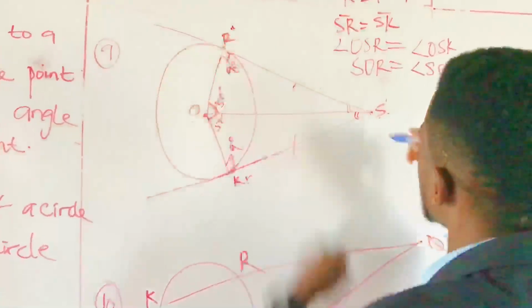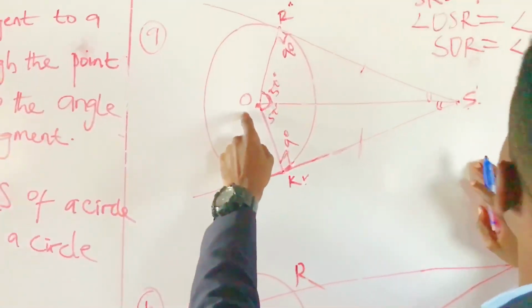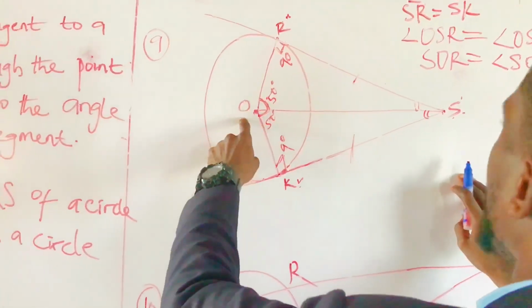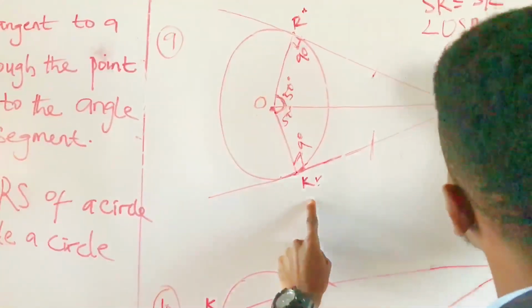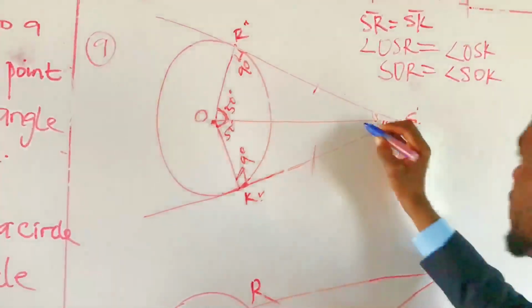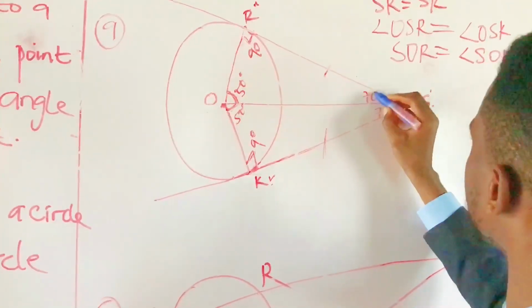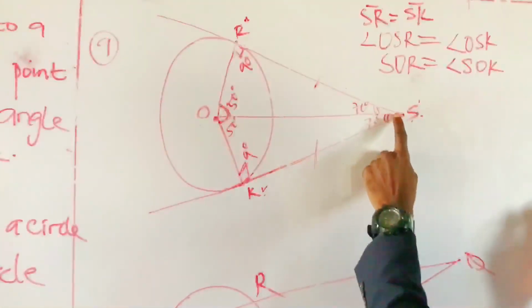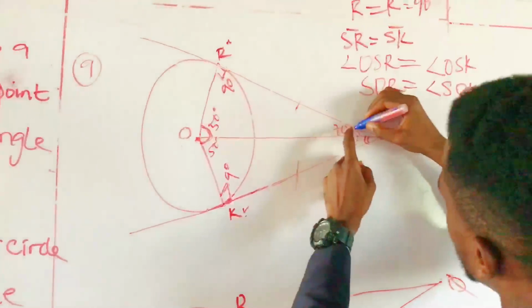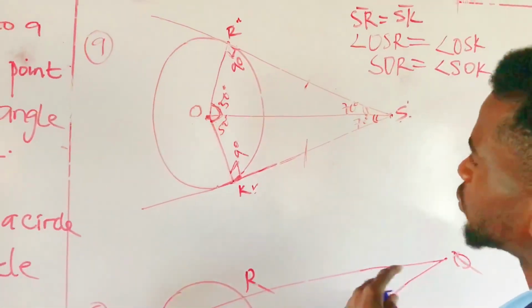OSR, that we are paying reference to this angle, is equal to angle OSK. That is, this angle and this angle are equal. If here is 70 degrees, it implies that this angle also is 70 degrees. So this angle here is equal to this angle here. They are equal. Alright. Now, the next one.